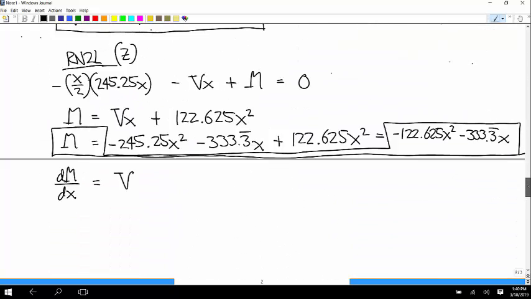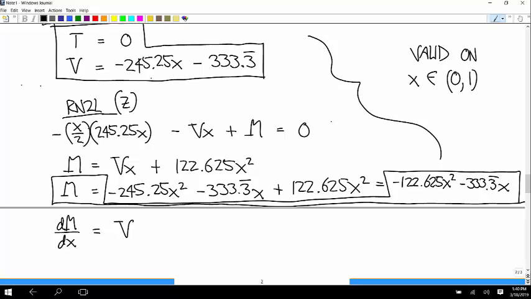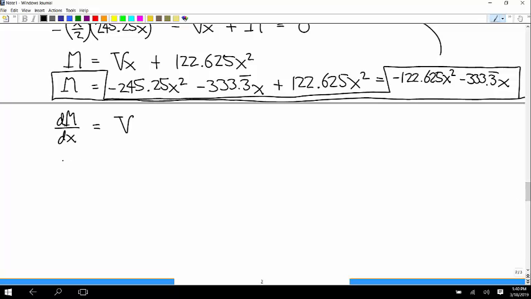Okay, so we've calculated these functions for T, V, and M. And those are valid only for x's on the interval from 0 to 1, not including the endpoints. Any questions about that?